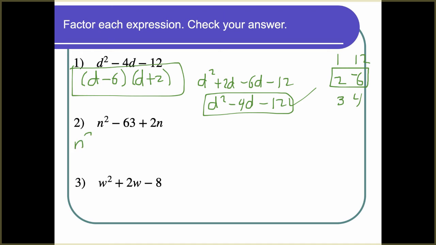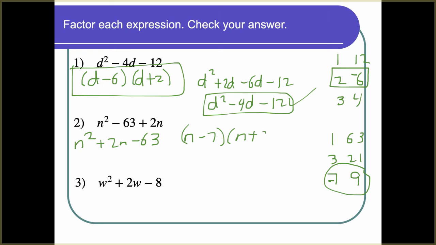First, we need to put this in standard form. So we have to write it as n squared plus 2n minus 63. We are then looking for factors of negative 63 that add to 2. Again, we need a positive and a negative factor. So we have factors of 1 and 63, 3 and 21, and 7 and 9. The only one that's going to work for us is 7 and 9. And to get a positive 2 in the middle, we have to have a negative 7 and a positive 9. So we factor this out, we get n minus 7 and n plus 9.